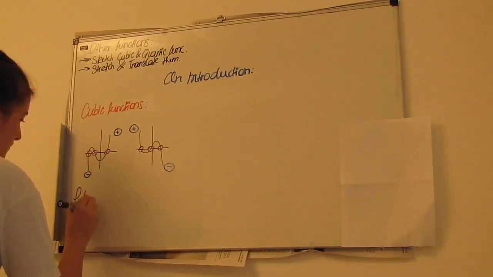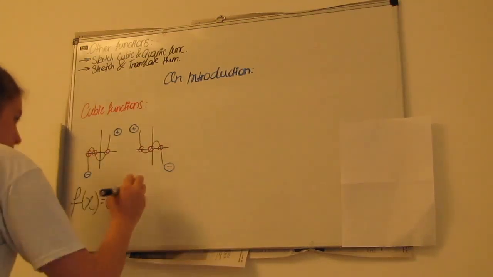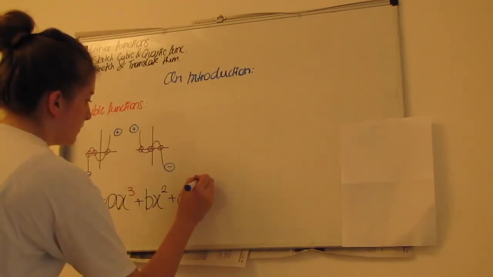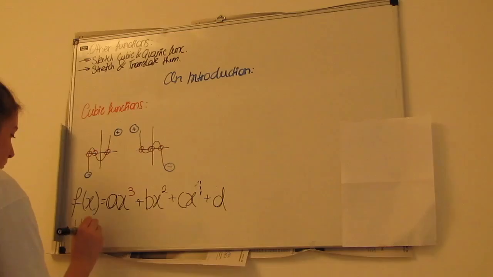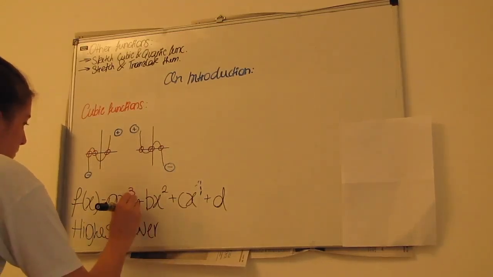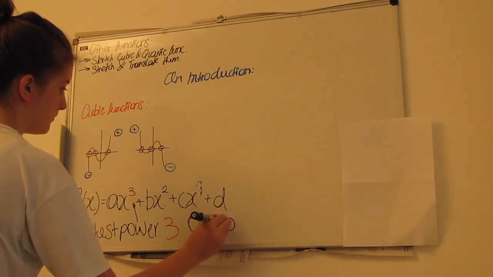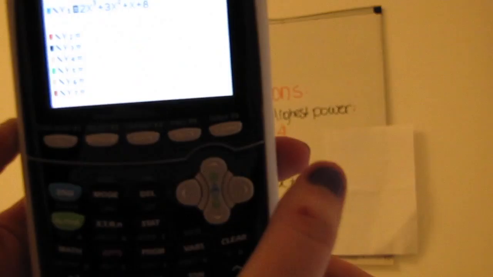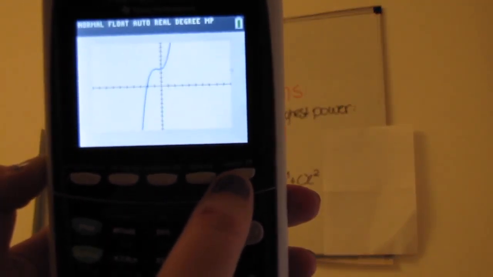So basically, the formula for the cubic function is ax to the power of 3 plus bx to the power of 2 plus cx to the power of, well, 1, but it's not really a 1 because cx to the power of 1 is just cx, plus d. We can see that the highest power in this formula is 3, and that a cannot be equal to 0 or else it just turns into a quadratic function. I'm just showing you a cubic function on my GDC and how I graphed it.